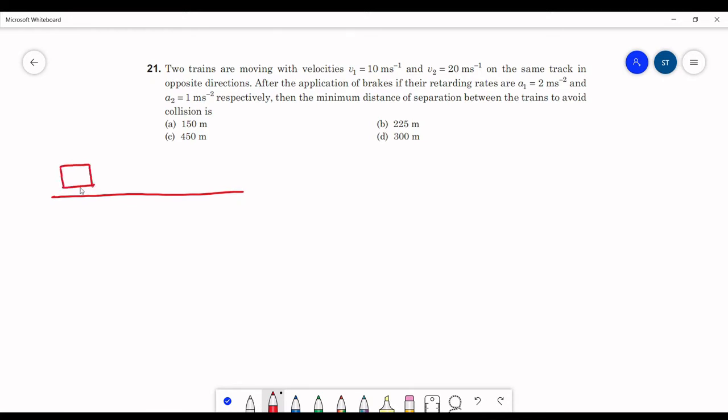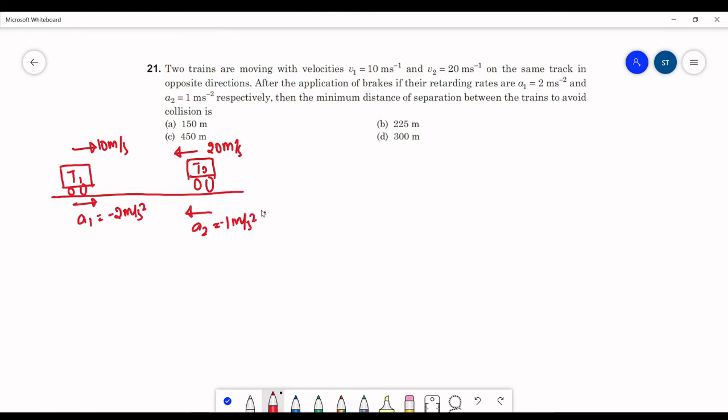Let us take this as T1 and the other as T2. Now the first train velocity is given as 10 meters per second and the second train velocity is given as 20 meters per second. The retardation rates are given as 2 meters per second square and 1 meter per second square.